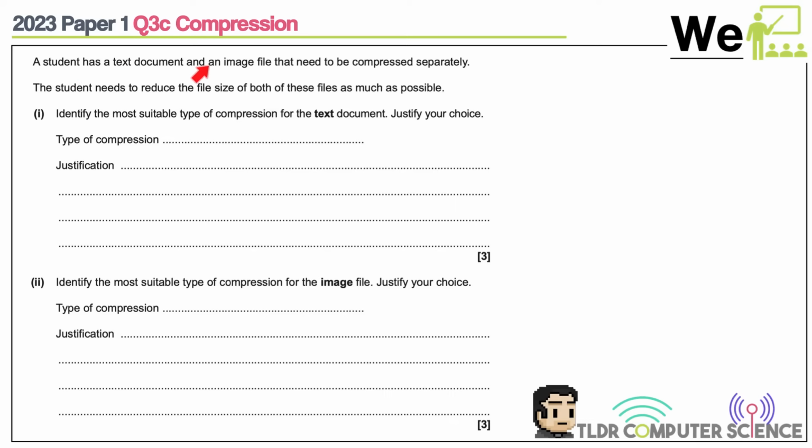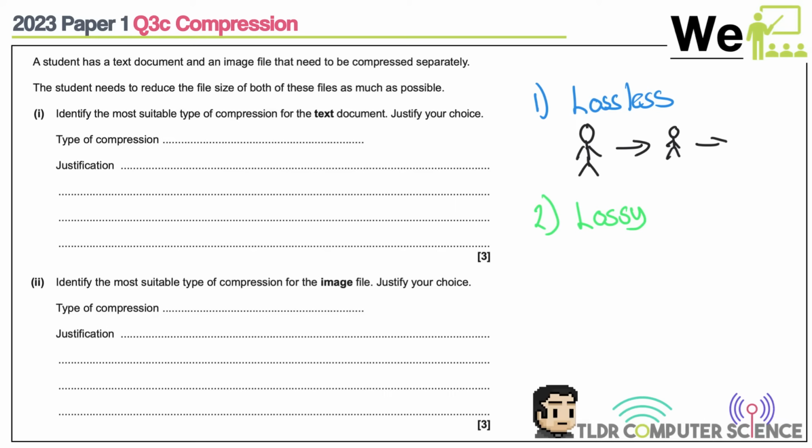A student has a text document and an image file that need to be compressed separately. The student needs to reduce the file size of both of these files as much as possible. Now remember, there's 2 different types of strategies for compression. The first of these would be lossless compression, and the second of these would be lossy. Now both of them start with an original bit of data, represented here by my image of my person. They both get shrunk down to a smaller version, and then with lossless, at the end of it you have a perfect match for the original.